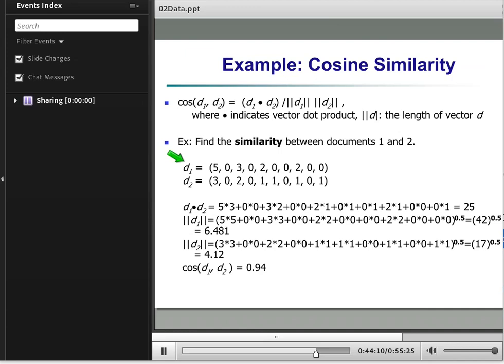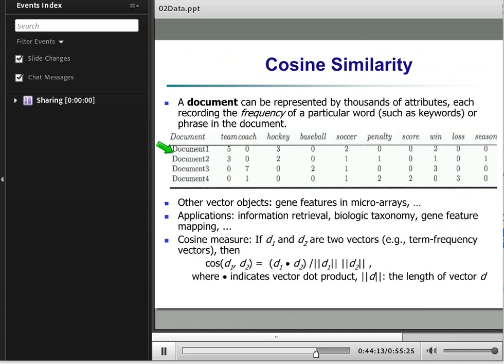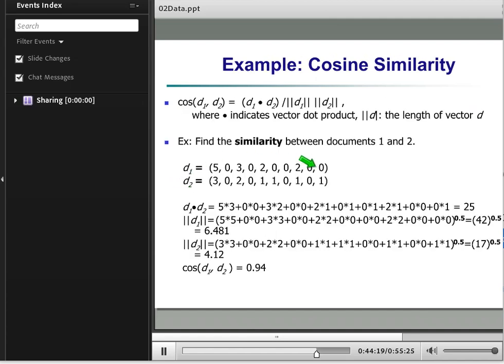For example, document 1 and document 2 here, I'm writing them like this. D1 is a vector with 10 different dimensions. Values of these dimensions are 5, 0, 3, 0, 2, 0, 0, 2, 0, 0. D2 is another vector with values 2, 0, 3, 0, 2, 0, 1, 1, 0, 1, 0, 1.